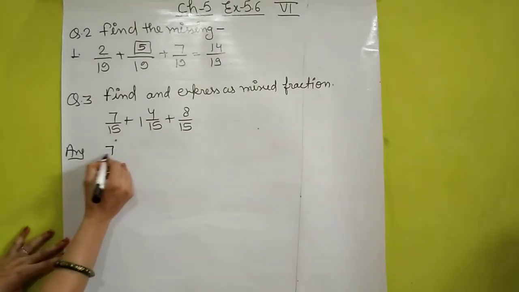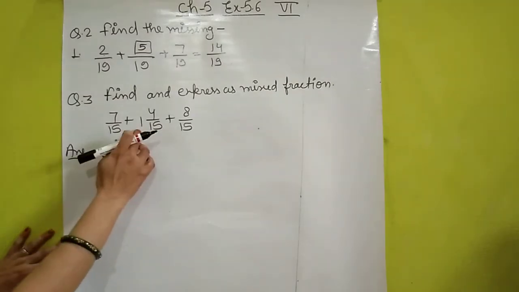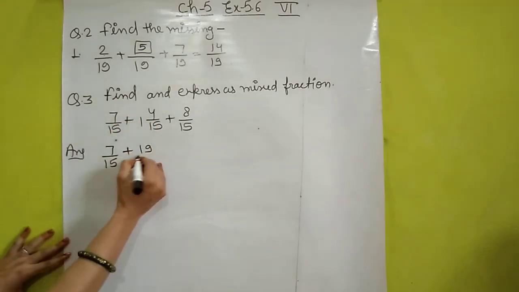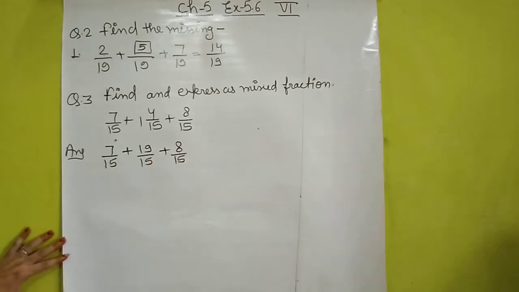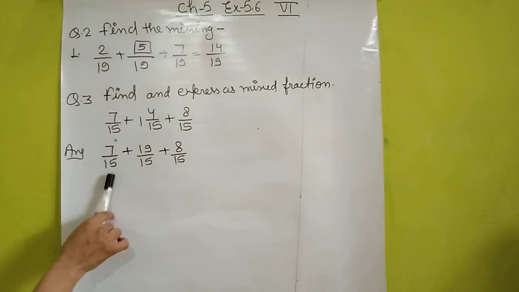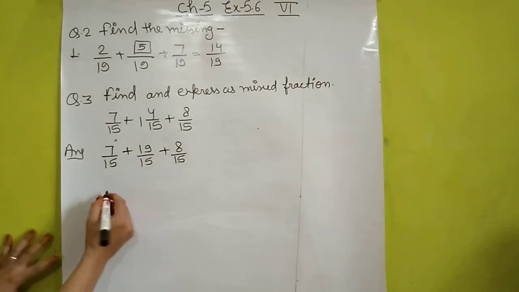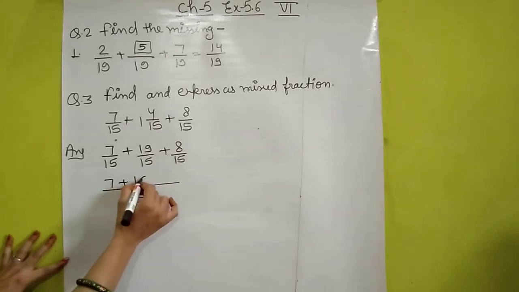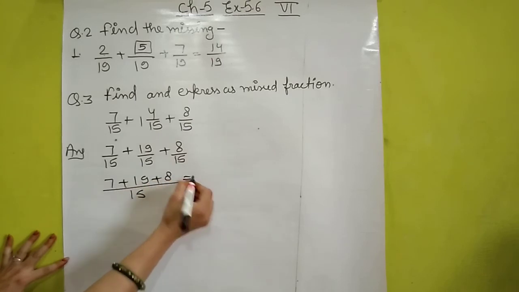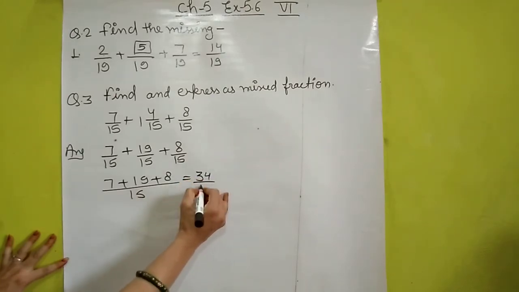First of all students, I will convert this mixed fraction into improper fraction. 15 ones are 15, then plus 4 it will be 19 upon 15 plus 8 upon 15. Now students, here 7 upon 15, 19 upon 15, 8 upon 15, all are having denominator same. So the LCM will be 15 and upside as it is 7, then 19, then 8 will come. Students, when you will add 7, 19 and 8, it will be 34 upon 15.